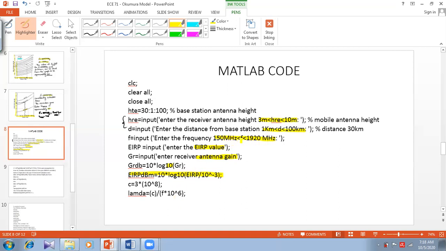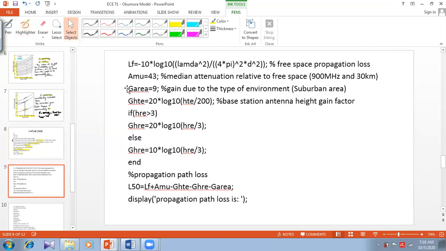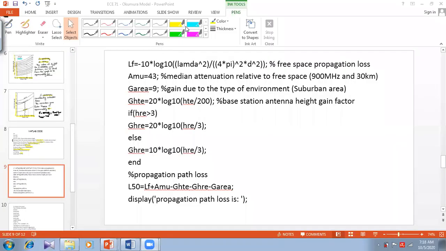So if they give 1000 megahertz, it should be 1000 into 10 to the power of 6. This has to be considered separately, something we need to pay attention to. And then we have all the credentials required to calculate the free space loss. We know the value for lambda, we know the value for d, and we can now easily calculate the value of your free space loss.